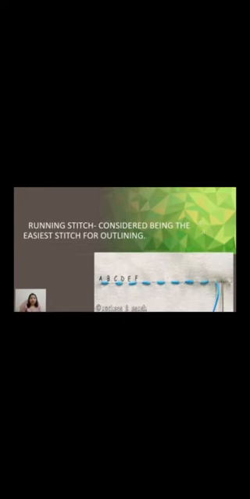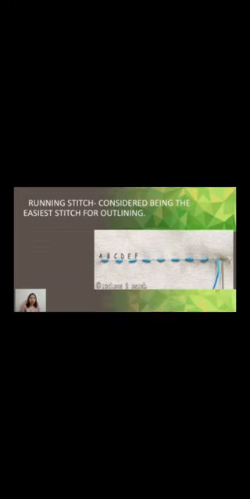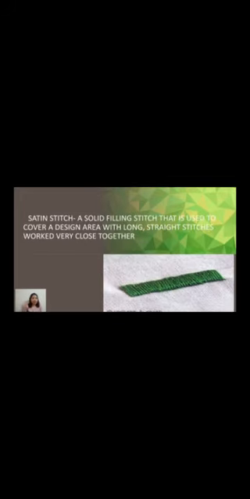Next, running stitch, considered to be the easiest stitch for outlining. Satin stitch, a solid filling stitch that is used to cover a design area with long straight stitches worked very close together.